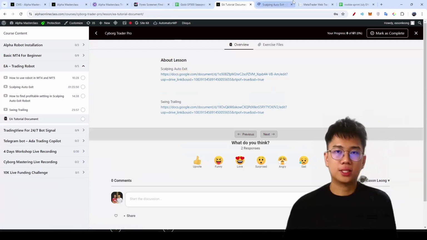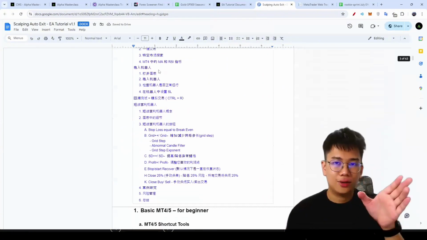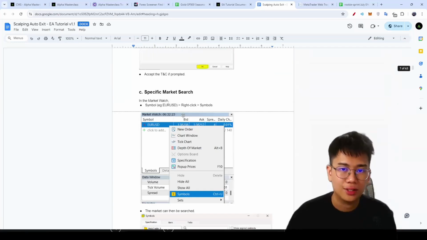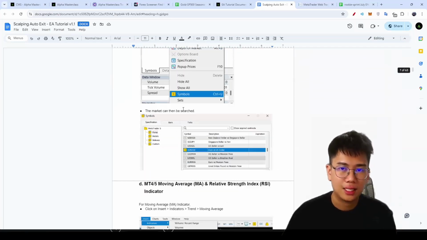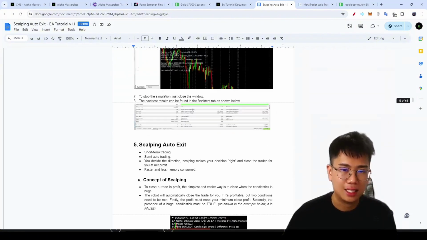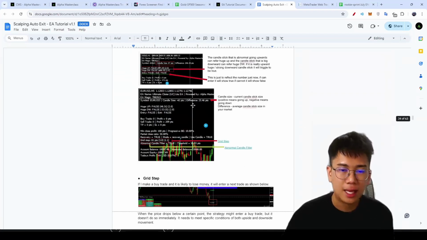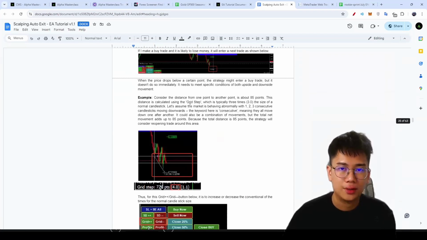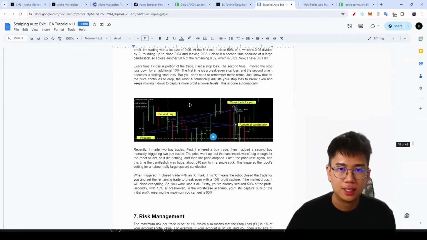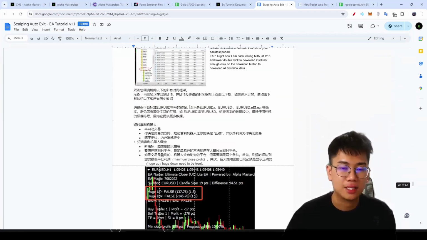Scalping auto exit, the documentation is already well written for you in both English and Mandarin, which you can read at your own time on all these shortcuts on the robots. How to click this, how to click that, everything here is well documented, and you can just refer to this and learn it at your own time, how to use this, how to buy and how to sell. Everything is well listed inside this document, which I believe is going to be very helpful for you guys.